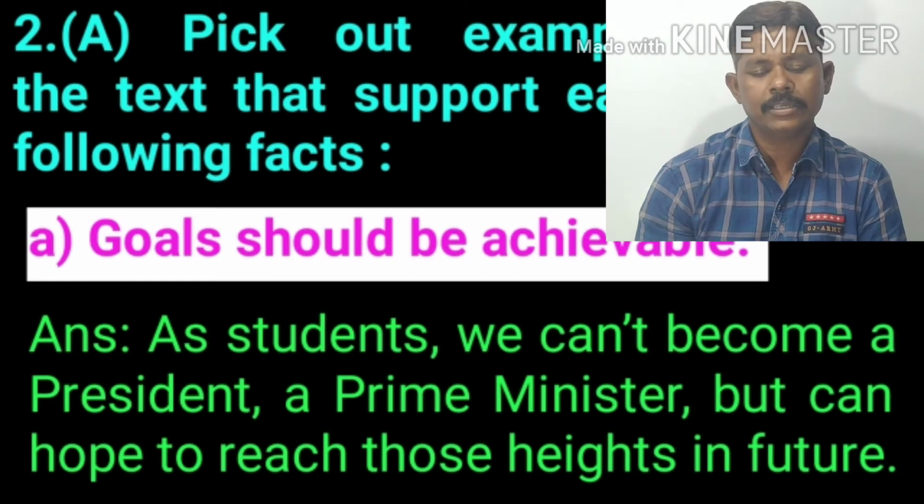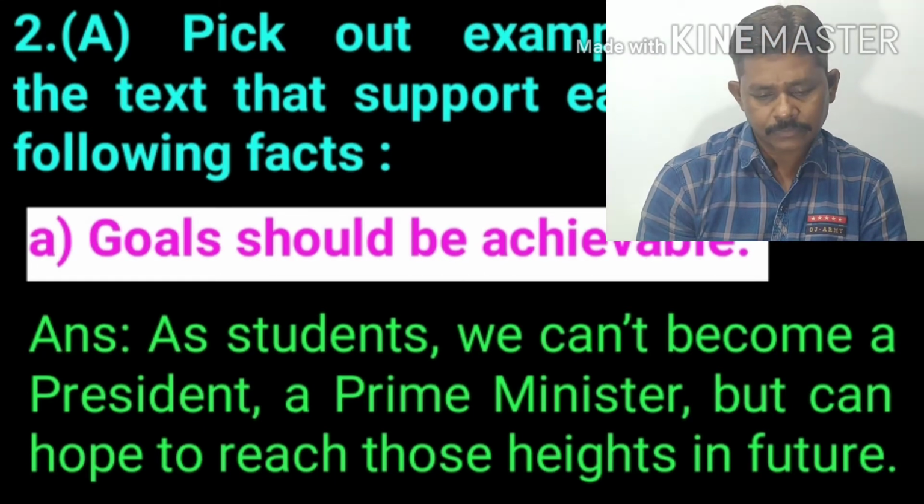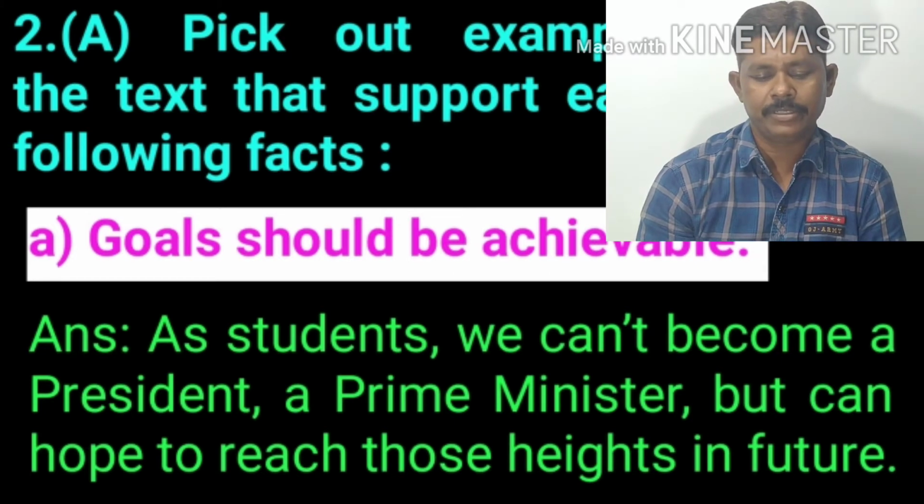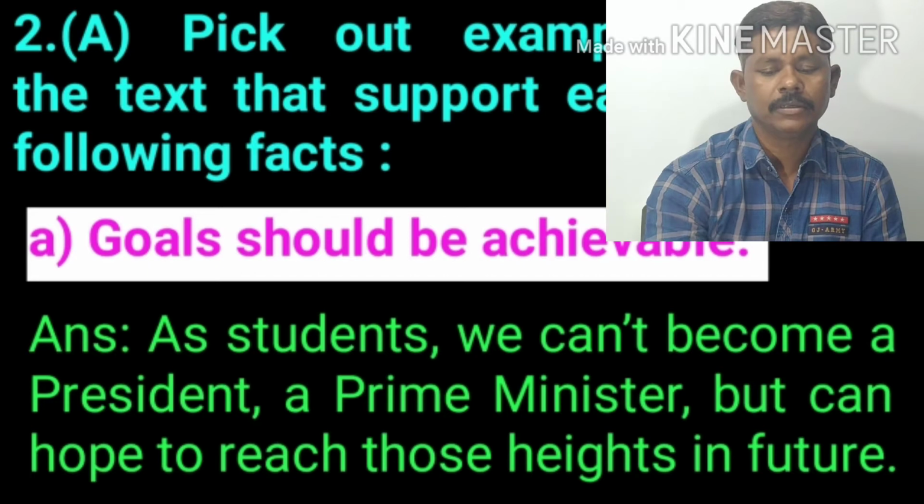So what is the example given in the textbook is, as students we can't become a president or prime minister but can hope to reach those heights in future.